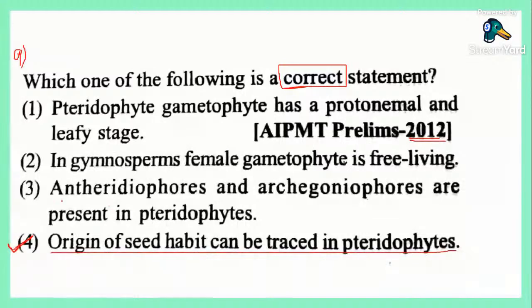I'll tell you. You cannot always see antheridiophores and archegoniophores in pteridophytes. You will find homosporous and heterosporous conditions. Certain plants are homosporous, certain plants are heterosporous. If both are present, they will produce the microspores and the megaspores. So the correct answer for question number 9 is option number 4: origin of seed habit can be traced in pteridophytes. Moving on to question number 10.